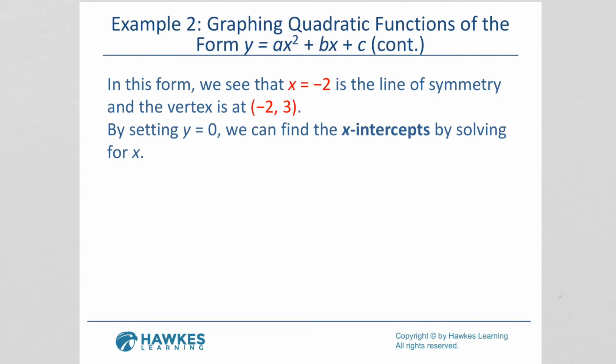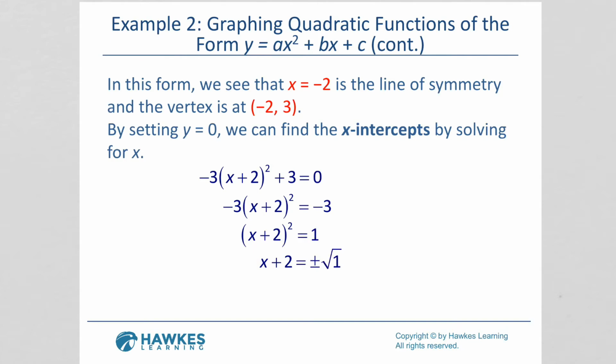We're going to set y equal to 0 to find our x-intercepts. So negative 3 times the quantity x plus 2 squared plus 3 equals 0. I'm going to start by subtracting 3 from both sides. So negative 3 times the quantity x plus 2 squared equals negative 3. Now I'm going to divide both sides by negative 3. So x plus 2, the quantity squared, is equal to 1. Now I have my squared term isolated, so I can take the square root of both sides. That leaves me with x plus 2 equals plus or minus the square root of 1.